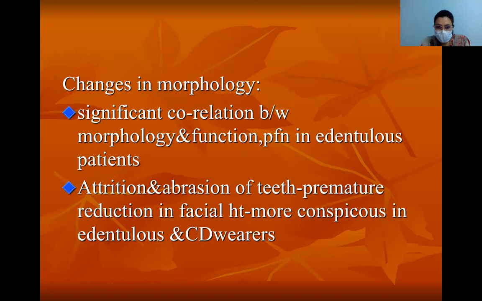Changes in the morphology show a very significant correlation between morphology and function and parafunction in the edentulous patient. Attrition and abrasion of teeth and premature reduction in facial height are more conspicuous in edentulous and complete denture wearers. This is the pictorial depiction. As you can see, the oral and orofacial musculature shows extensive changes in a dentate and an edentulous patient.